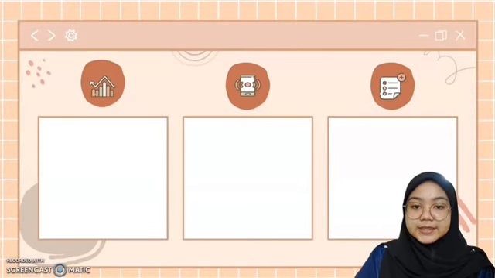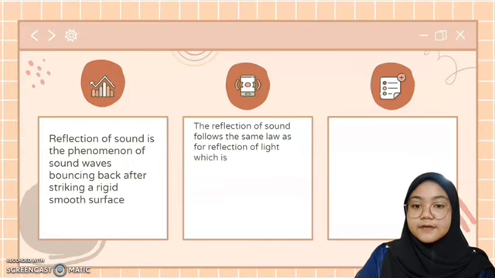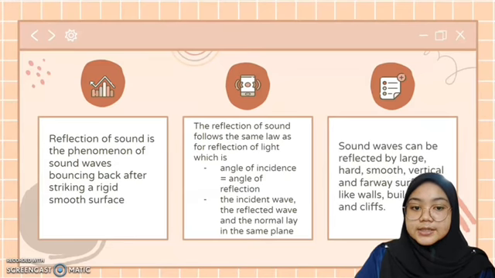Today, I will explain about the introduction of this experiment. As we know, reflection of sound is a phenomenon of sound waves bouncing back after striking a rigid, smooth surface. The reflection of sound follows the same law as the reflection of light, which is angle of incidence equals angle of reflection. Also, the incident wave, the reflected wave, and the normal lie in the same plane. Sound waves can be reflected by large, hard, smooth, vertical, and faraway surfaces like walls, buildings, and cliffs.